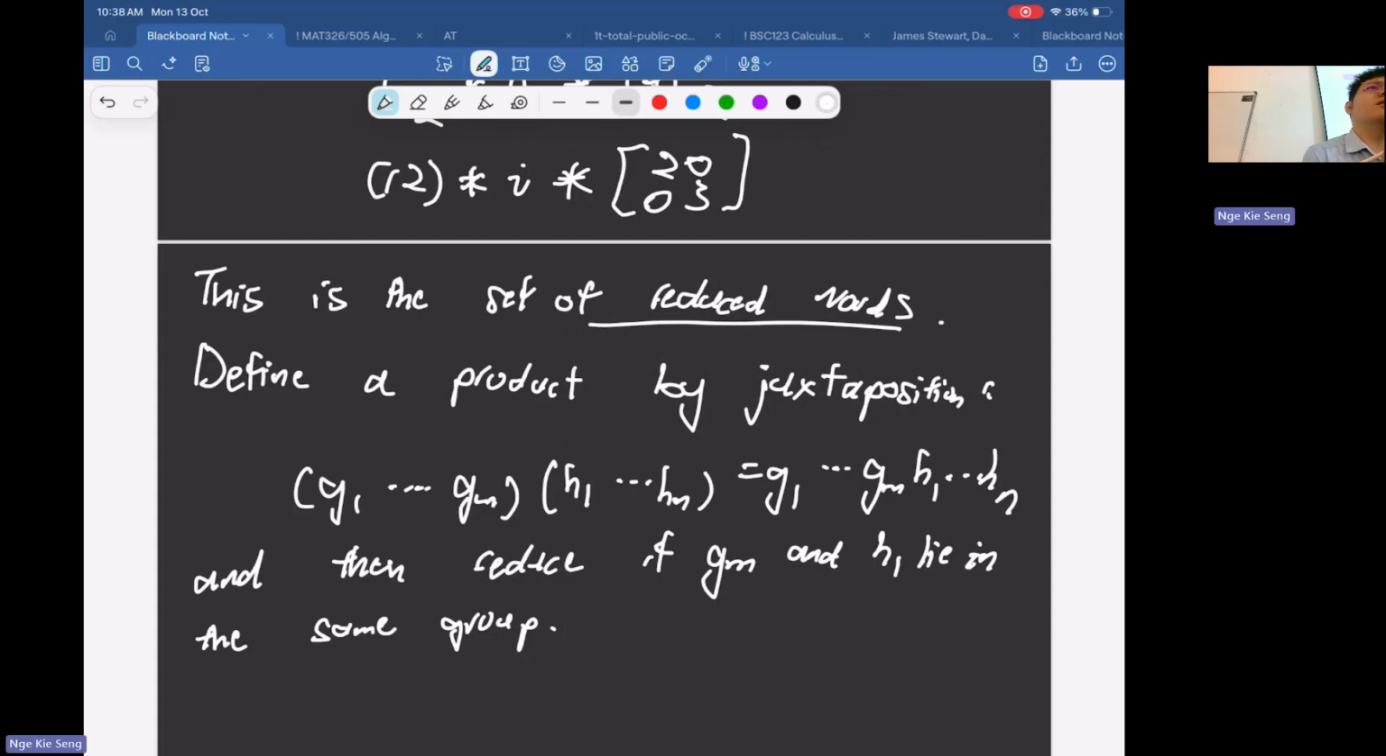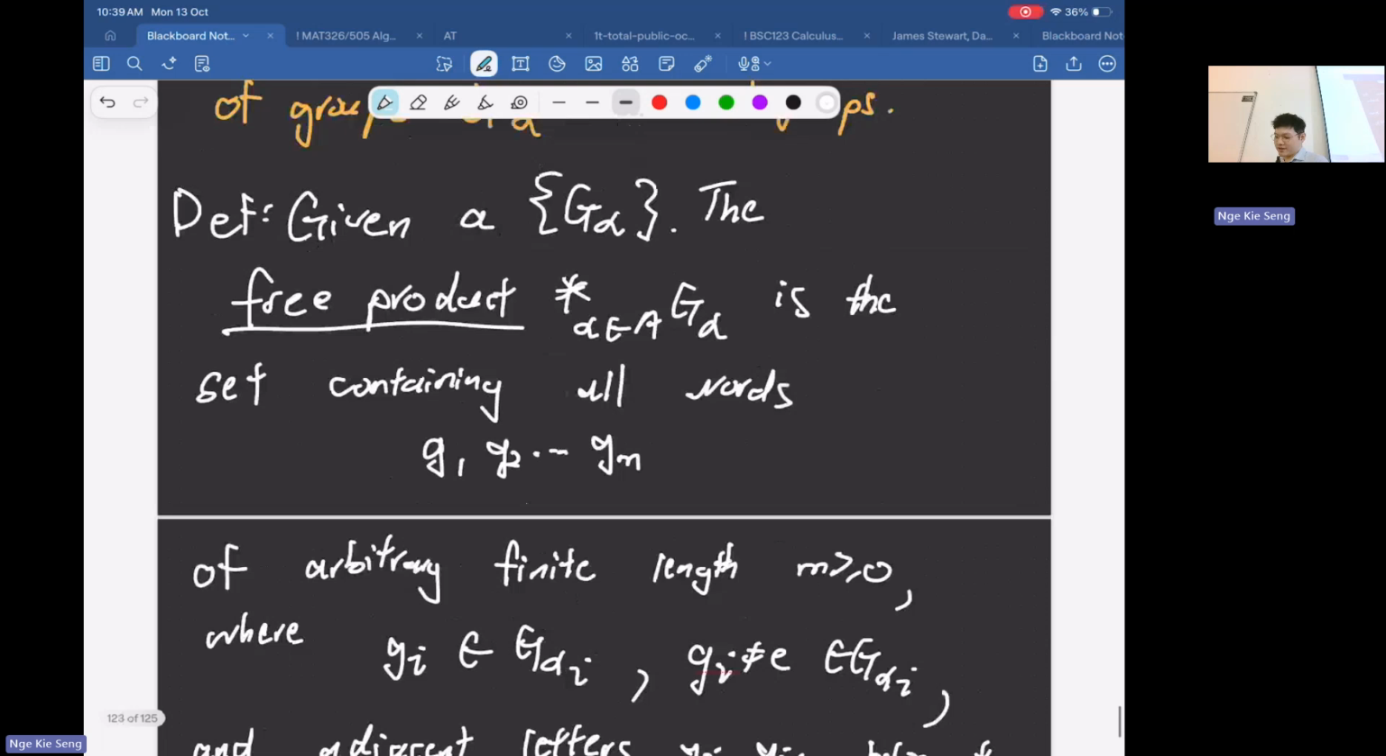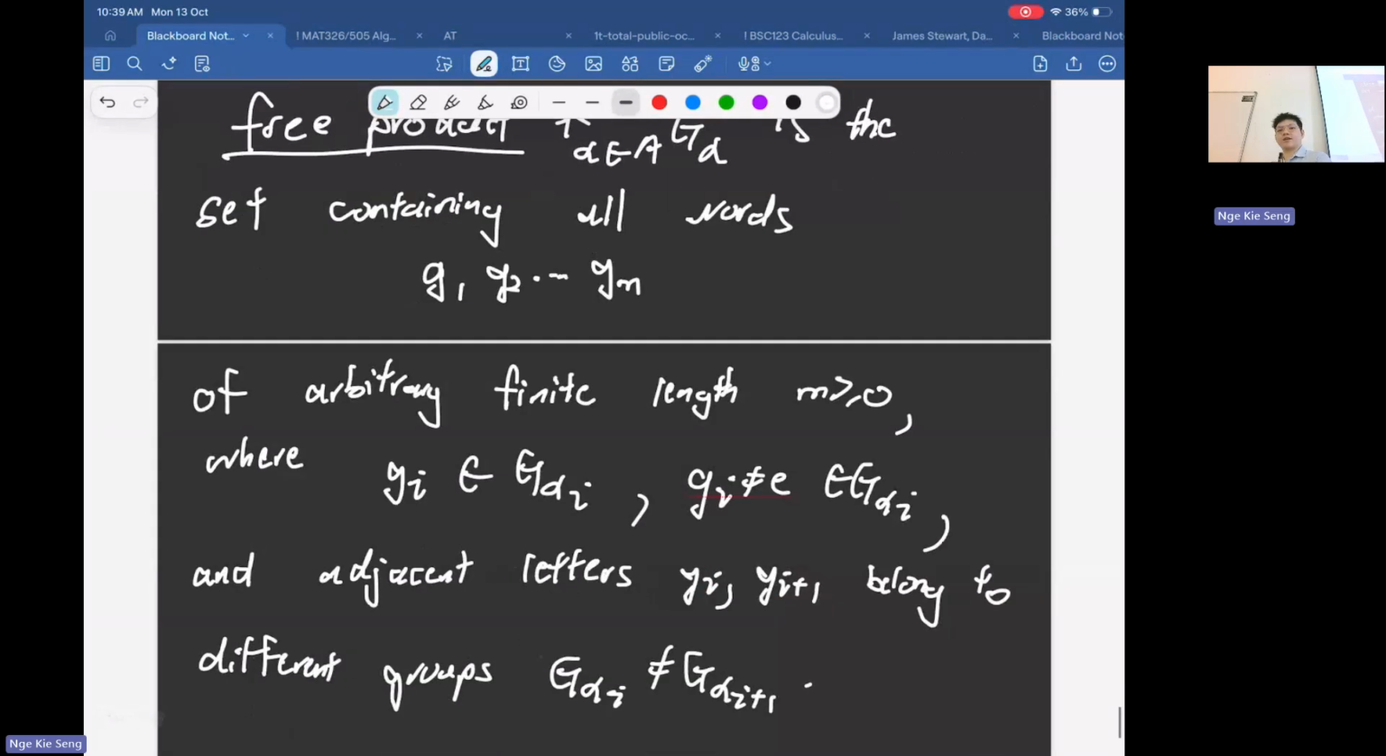There's no empty word here, right? Because let me see. If any of the length could be 0, then that's okay. The length could be 0. M is greater than 0.